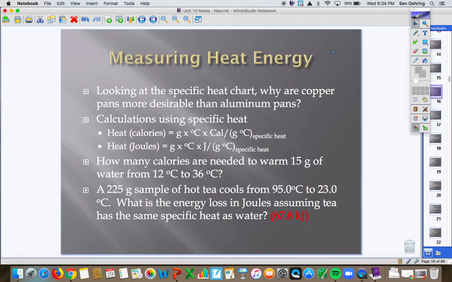Okay? Using your specific heat calculations and using your numbers, the question is: how many calories are needed to warm 15 grams of water from 12 degrees Celsius to 36 degrees Celsius? So we should probably give you an equation to use. Your equation for specific heat is going to be Q equals m c delta T. Q being energy in either calories or joules. m is mass, typically in grams. c is your specific heat.